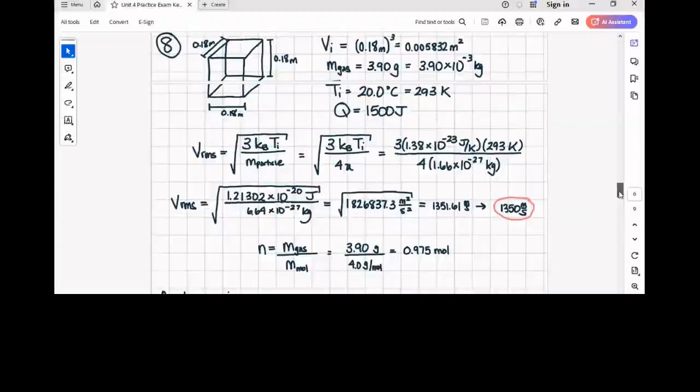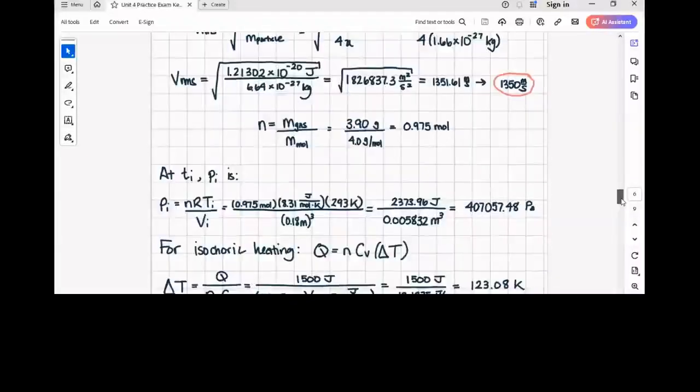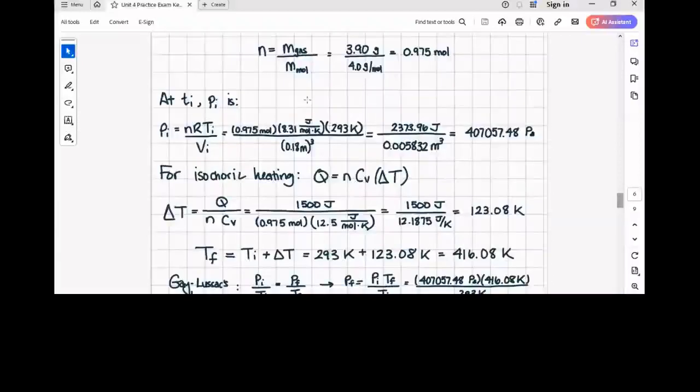Now, to figure out the final pressure of the gas if it's a constant volume process and the final volume if it's a constant pressure process, I need to know how many moles of gas exist in the system. So n is going to be equal to the mass of the gas divided by the molar mass. And again, because this is helium, that molar mass is going to be 4.0 grams per mole.